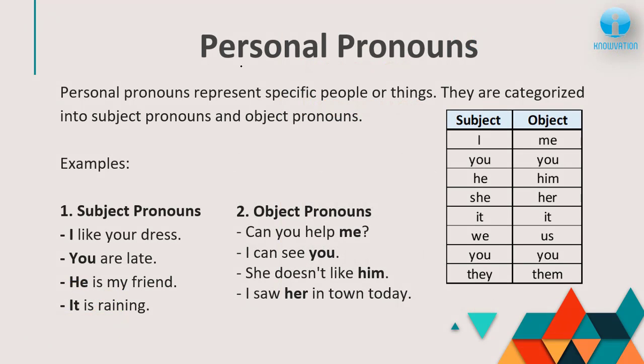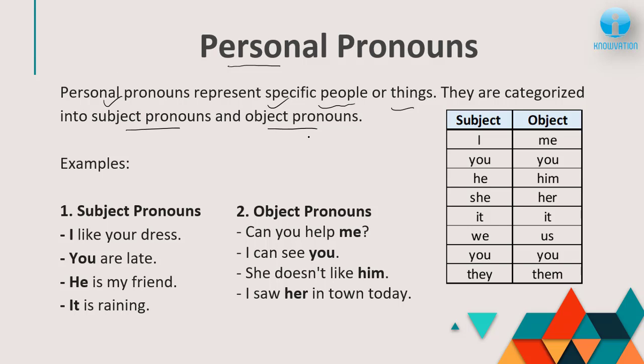So as you can understand from the name, personal pronouns represent specific people or specific things, and they are categorized into subject pronouns and object pronouns. Now friends, in a sentence there are two major parts, subject and object. So subject is basically the doer, jo kuch kaam kar raha ho, and object is someone or something on which the work has been done. Object yani ki jis pe kuch kaam ho raha ho.